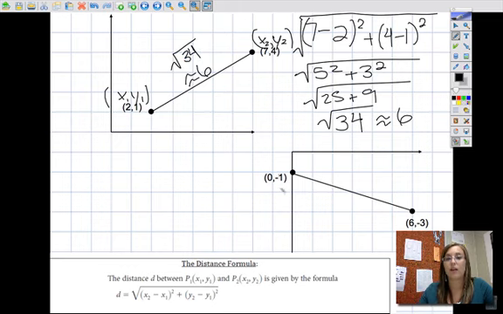So go ahead, you do this one, (0, -1) and (6, -3). Bring that to class.